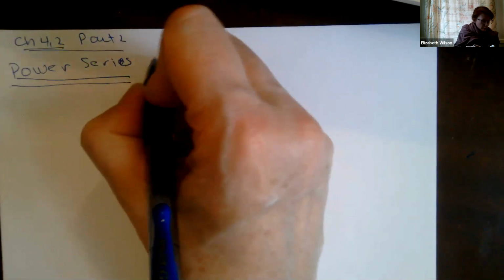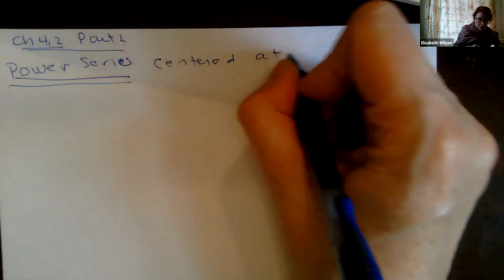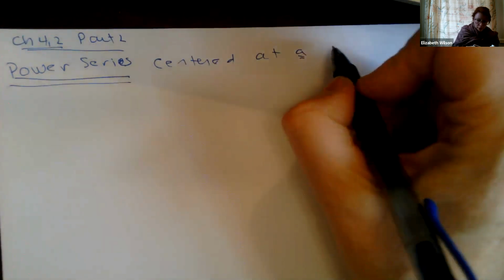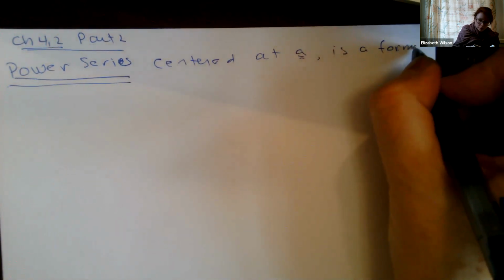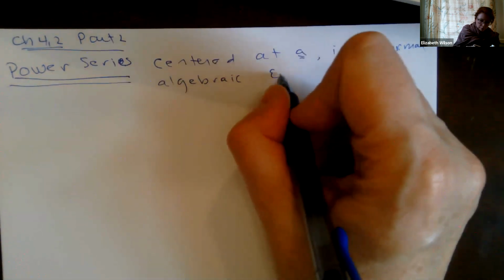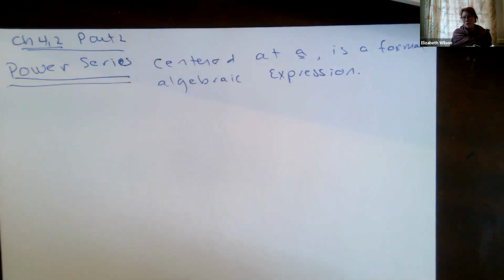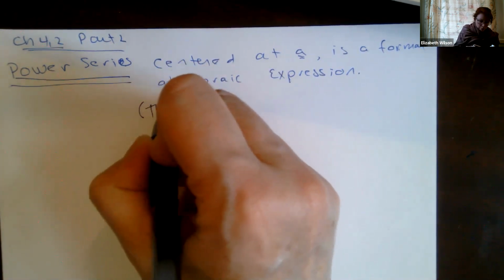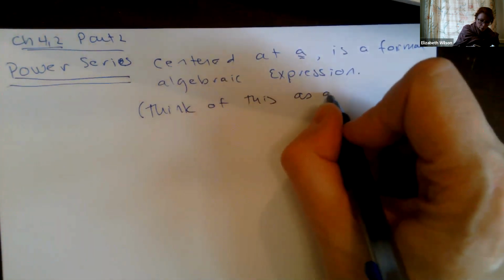We're going to call this a power series centered at a. Just like we have been doing, this is a formal algebraic expression. It's a fancy way of saying it's an infinite polynomial, a polynomial with an infinite number of terms. You can think of this as a polynomial.